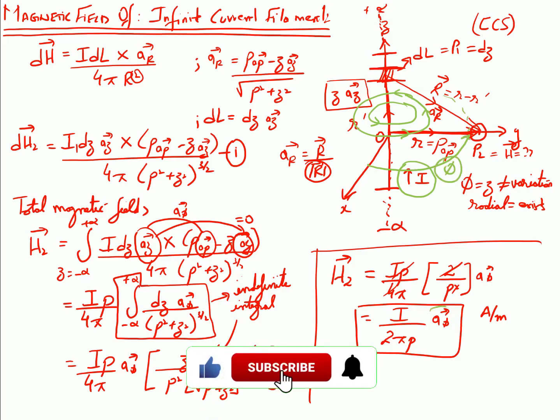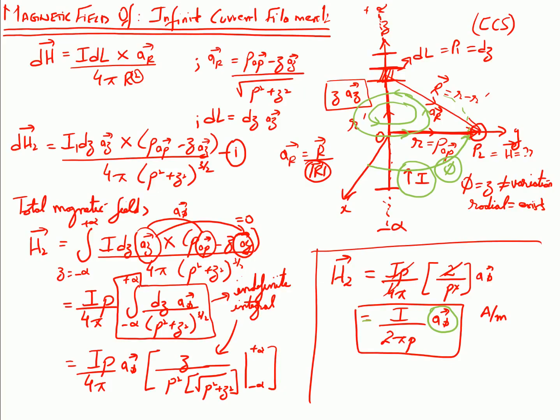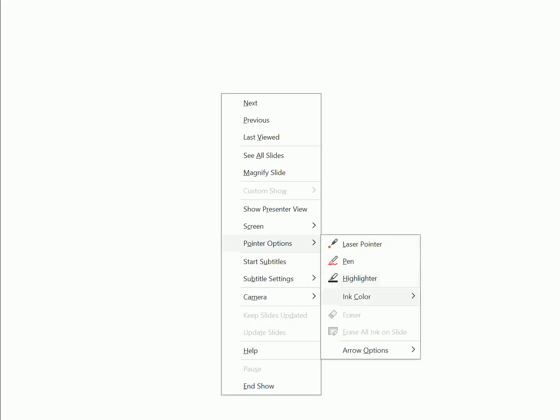So the unit vector a phi is also confirming our mathematical proof that if the current is moving in the upward direction, the right hand rule says the magnetic field moves in the counterclockwise direction, or along a phi. Now let us come to the second proof of the magnetic field when we have the source as a finite conductor.